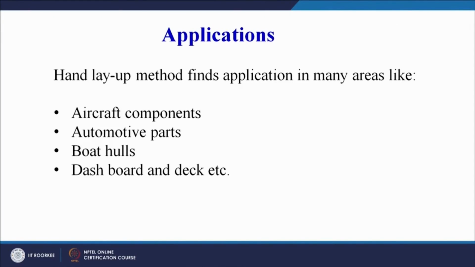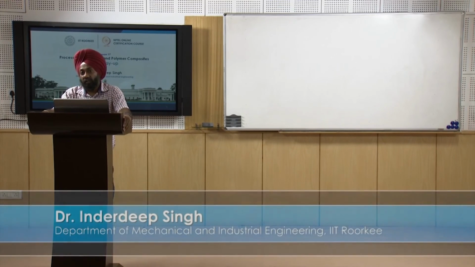Now, what can be the application areas for the hand layup process? We can see the hand layup method finds application in many areas like aircraft components, maybe some non-structural simple aircraft components. Automotive parts can be made by the hand layup process. Boat hulls, dashboards and decks can be made by the hand layup process. So this is the most widely used. I will request all of you to look at other videos on the hand layup process that are freely available over the internet, and try to understand the process and see specific application areas where the hand layup process has been used to develop various engineering components.